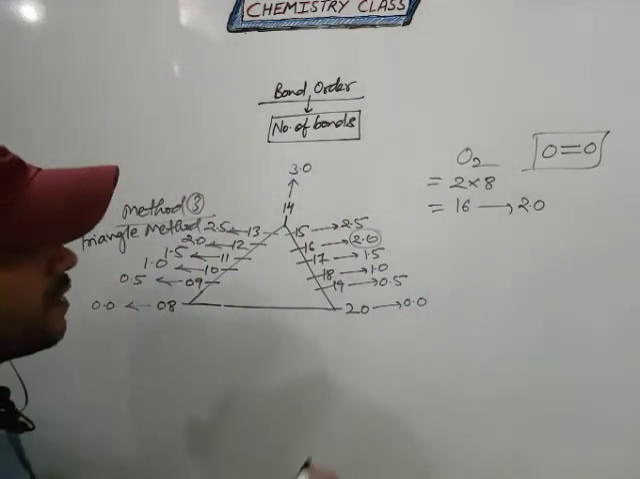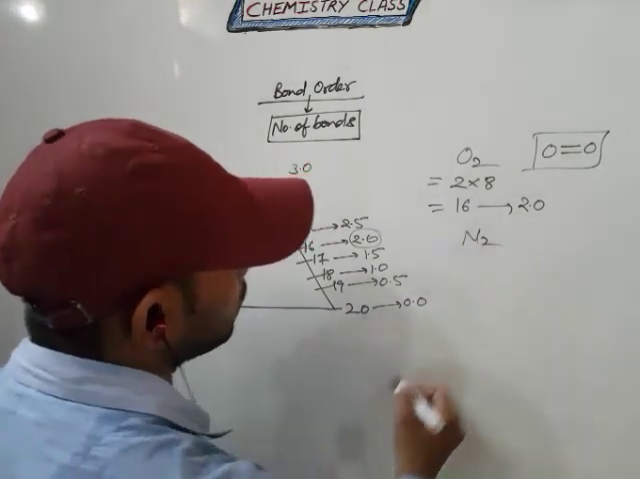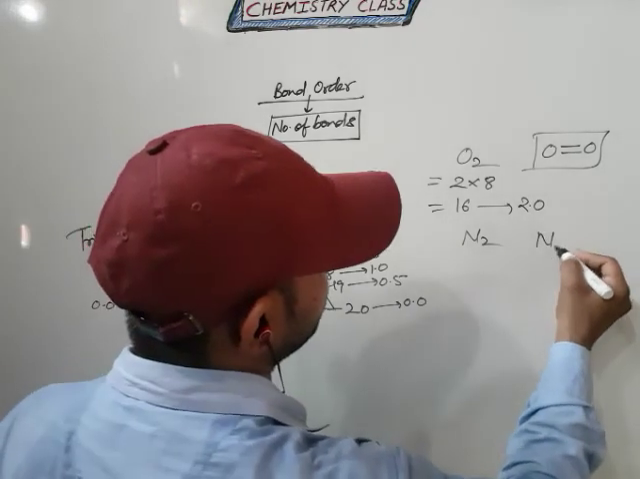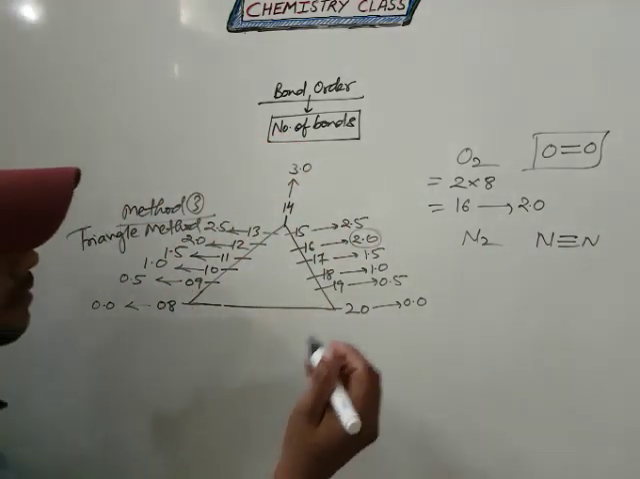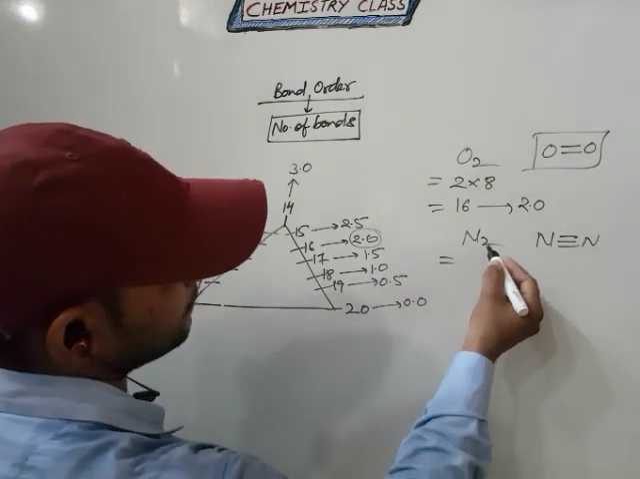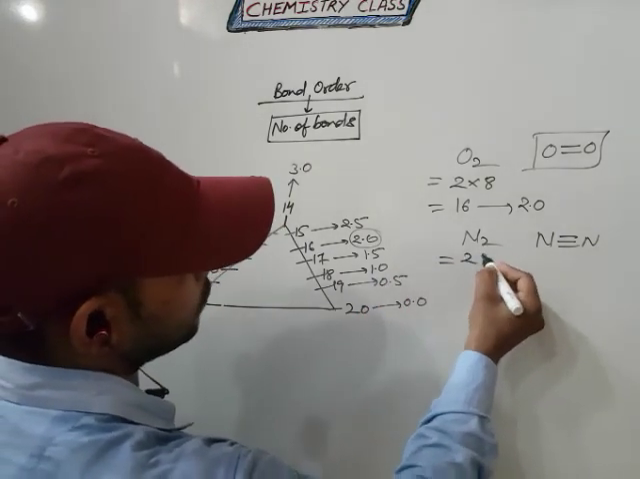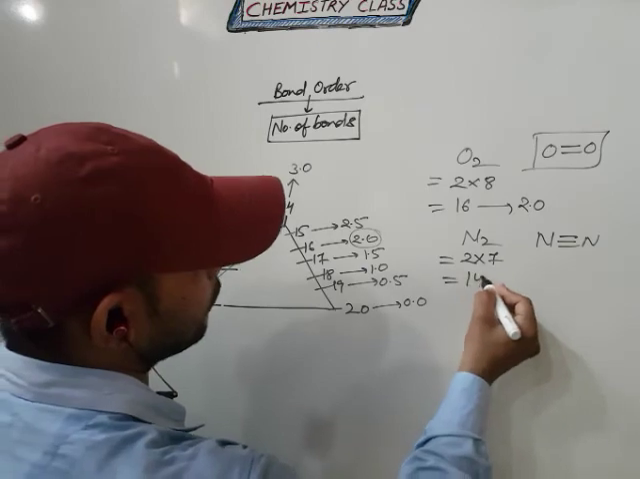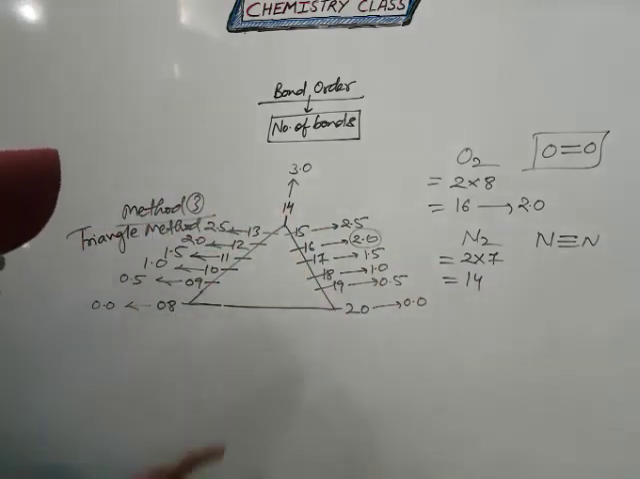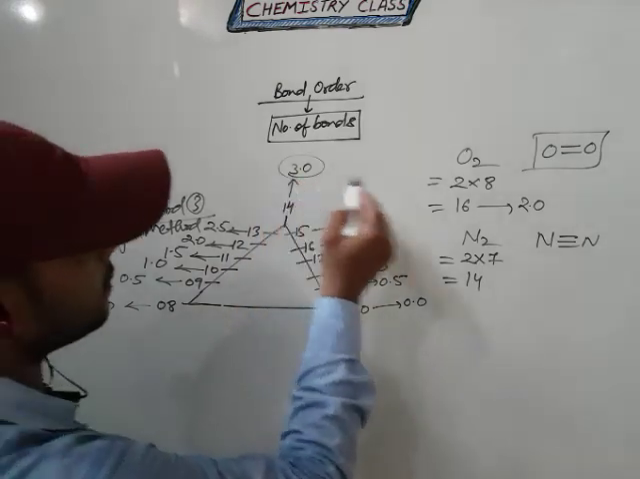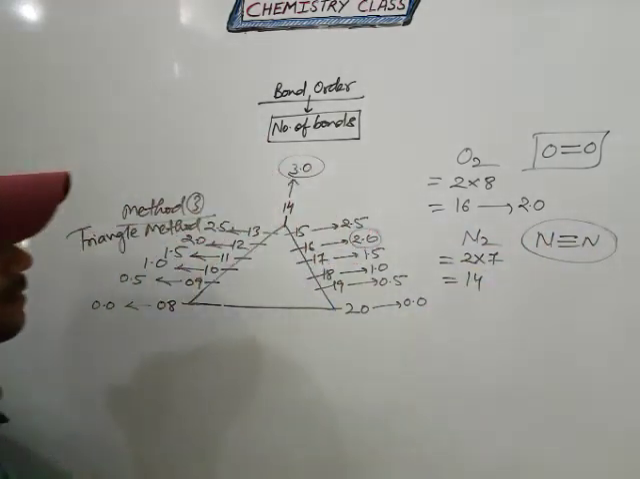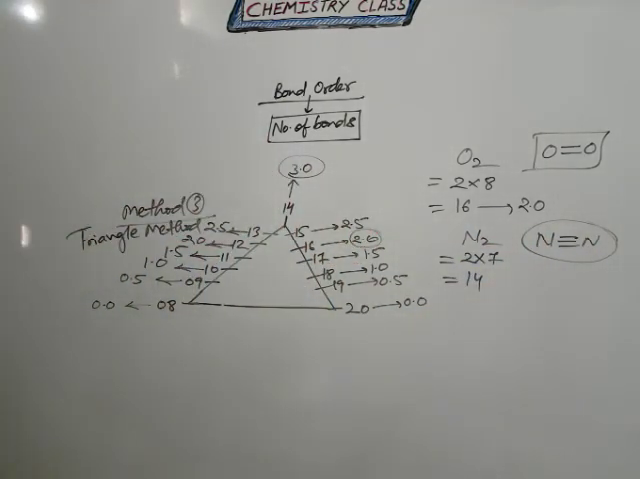Clear? If you take N2, when you write the N2 molecule structure it is triple bonded, so the bond order is 3. First you calculate the number of electrons: 2 into 7, that means 14. So for 14 electrons, the bond order is 3, and you can see the verification like that. Clear? So I hope you understand all these methods.